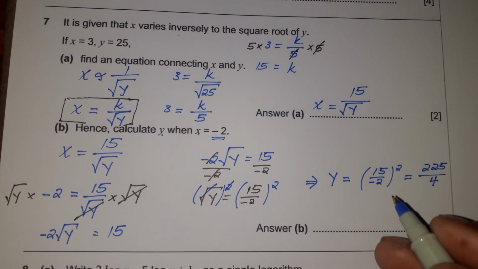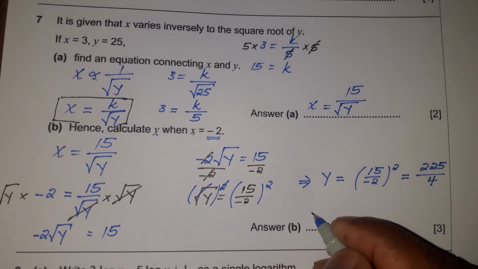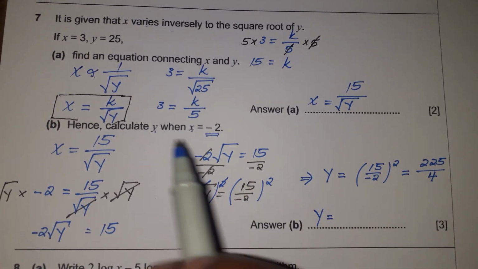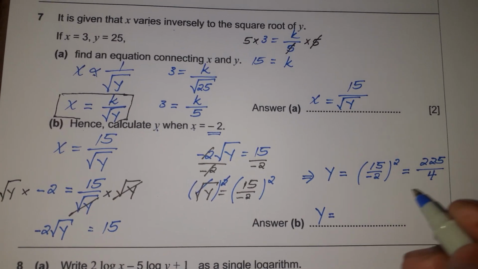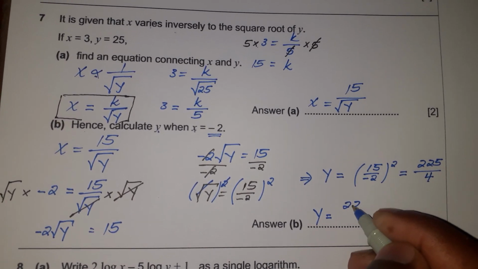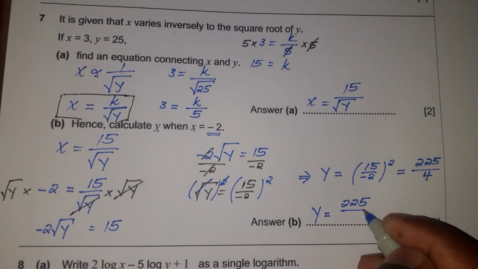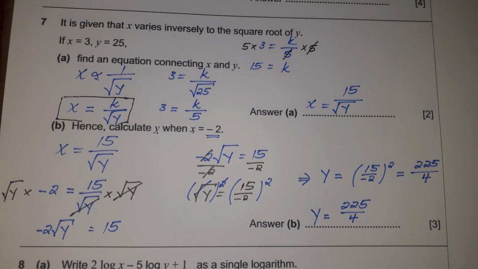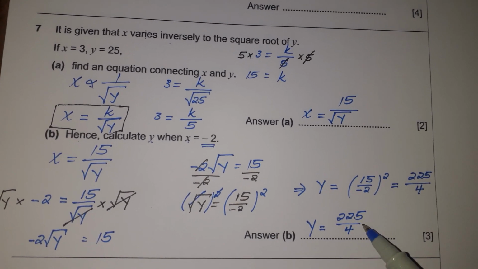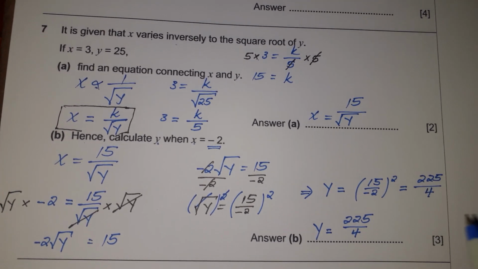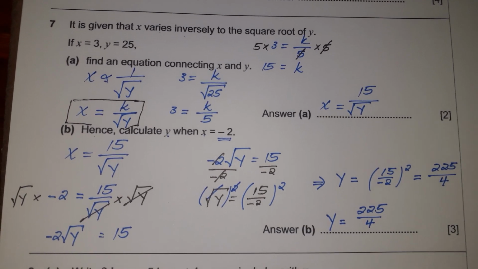We now write here on the space where it says answer, y equal to, since you are calculating for y, equals 225 over 4. You don't need to simplify that to write it as a decimal number. You can leave it the way it is. It's still correct.